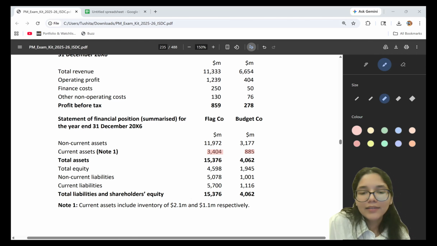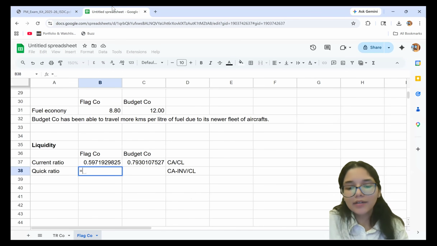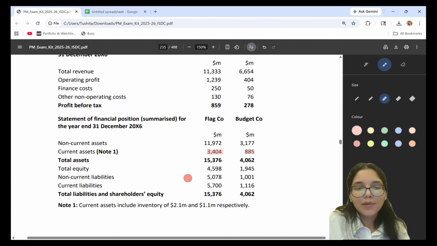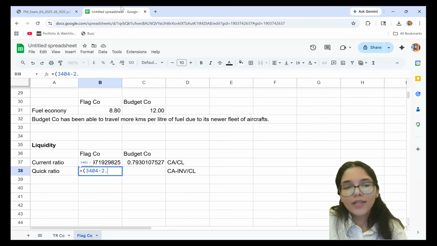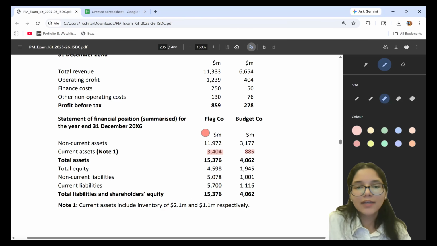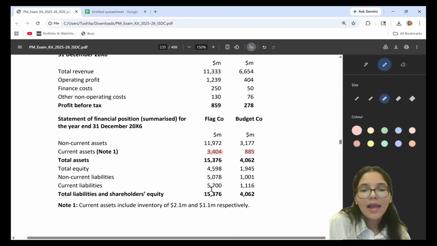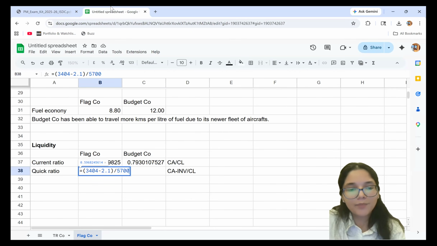How will we calculate the quick ratio? We know the current assets. From this, I will take away my inventory. My denominator remains the same. So for my quick ratio, I take 3404. From this, I take away my inventory of $2.1 million. This is all given to me in millions, so I will straight away take 2.1 million. And from that, I will divide by my current liabilities of 5,700.